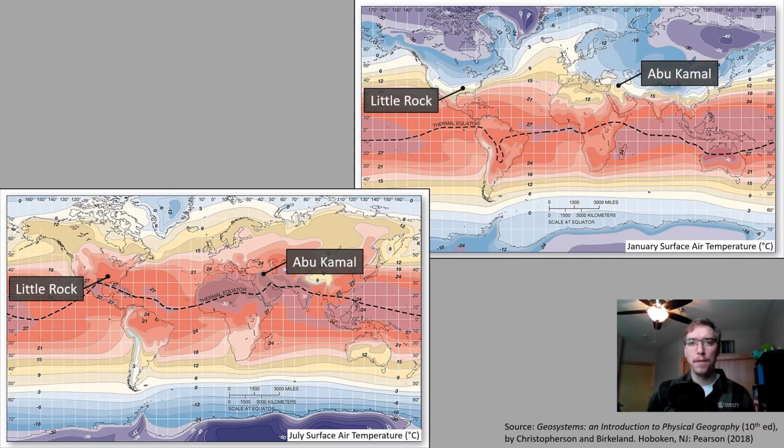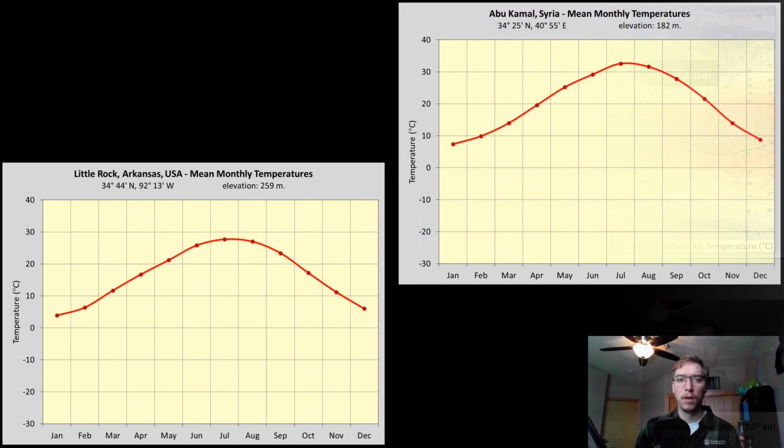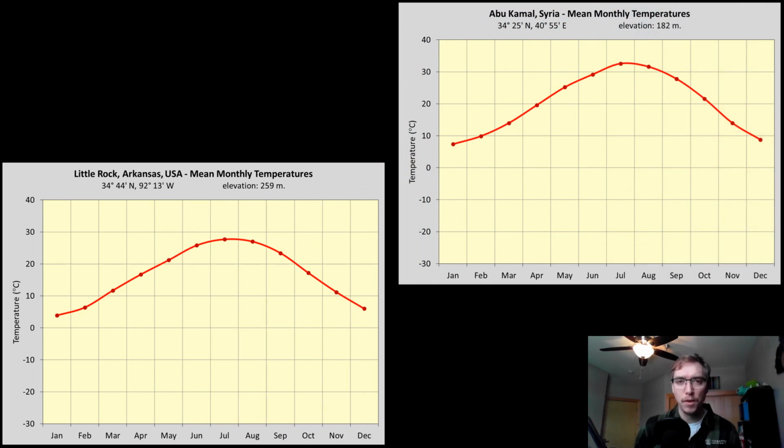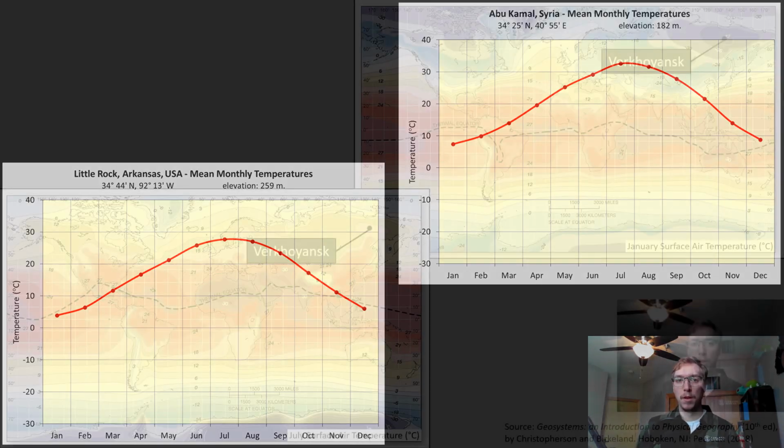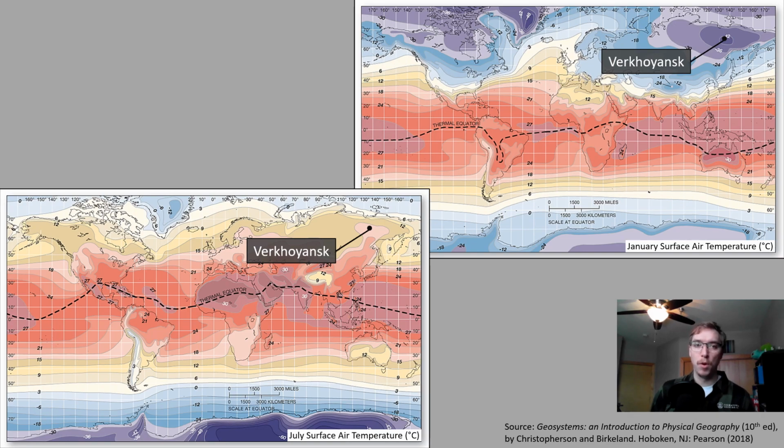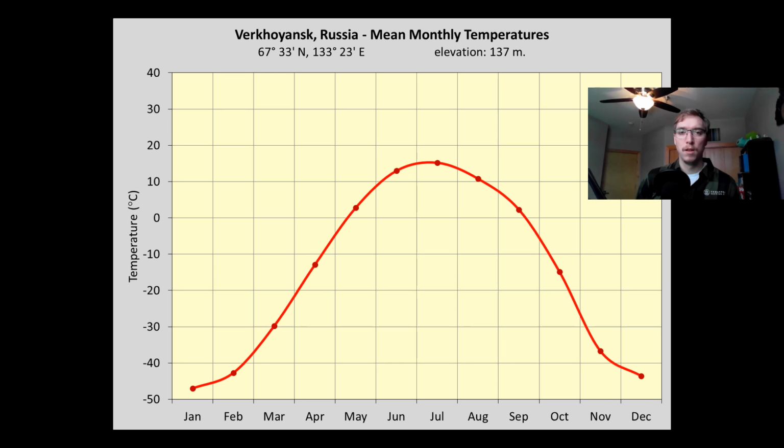But we can look at places like Little Rock and Abu Kamal. We see the drastic differences there based off of where these big vertical patterns are set up. Same with Verkhoyansk. You can see how drastic those differences are there.